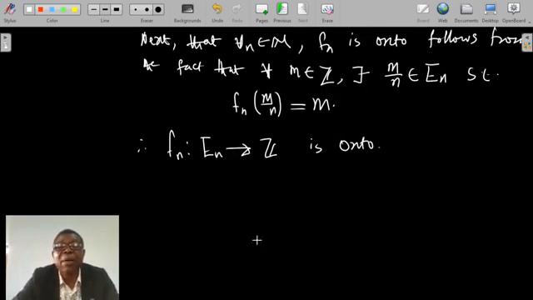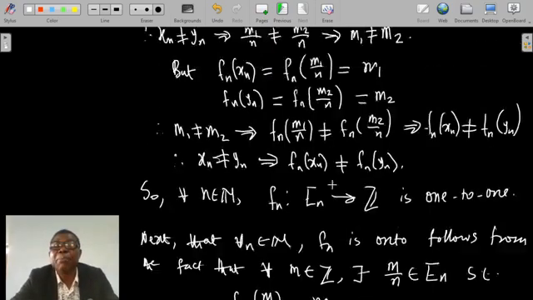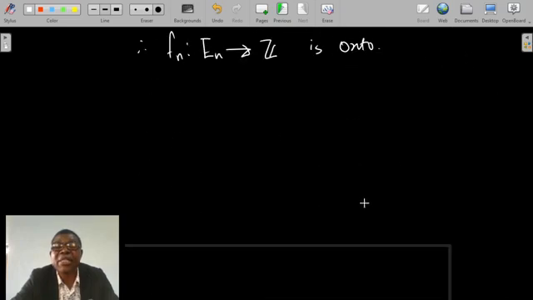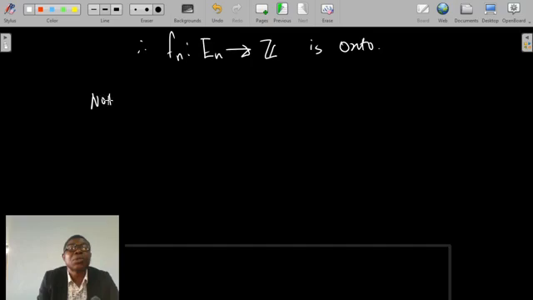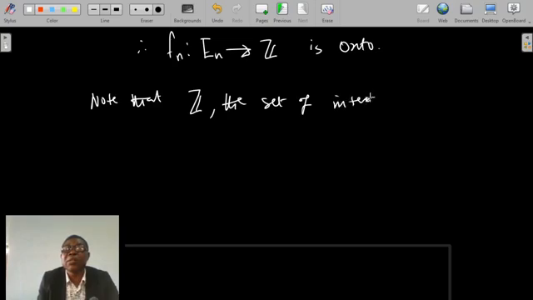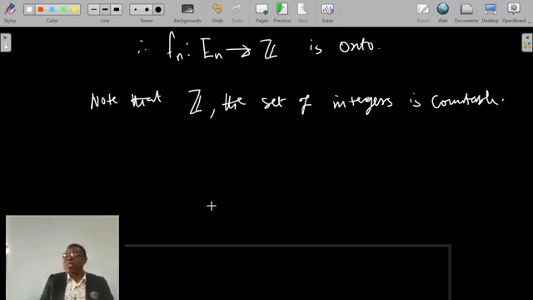In fact, we've established a one-to-one correspondence between En and Z, but I've not really put forth that Z is countable. Now, the countability, we must note that Z, the set of integers, is countable. The set of integers is countable.